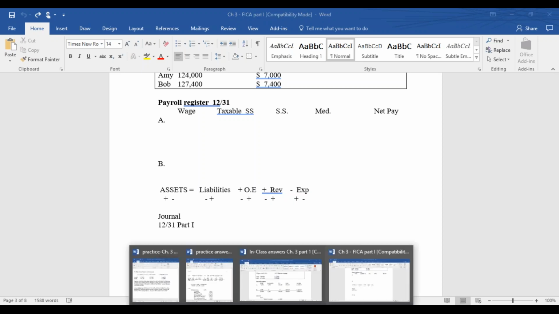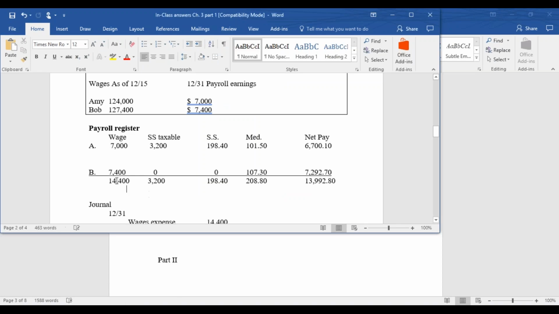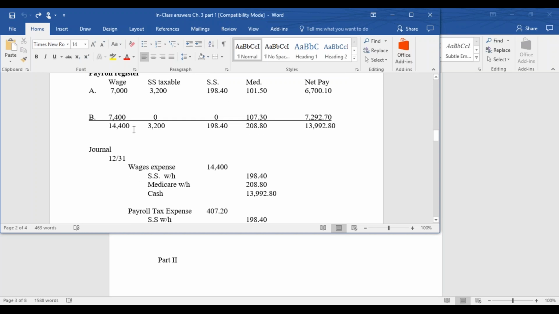So when we look at the journal entry, we're going to start with, remember when I said gross wages of $14,400. It comes right here from my total from my payroll register. This column here I don't use. This column was only used to get my Social Security tax amount. After that, I could get rid of this column if I needed to. I don't want to, but I could have if I needed to.